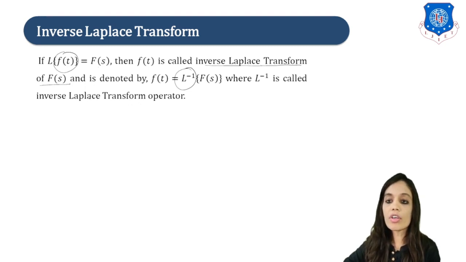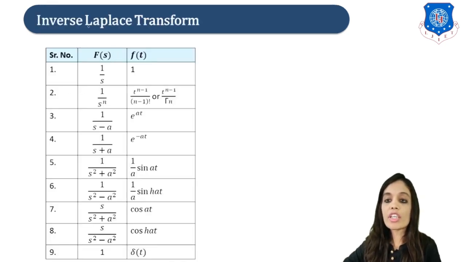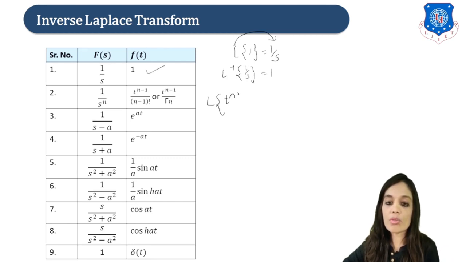Okay, so now let us discuss a few inverse Laplace transforms. We all know that Laplace of 1 is 1 upon s. So if I take this L on this side, then Laplace inverse of 1 upon s will be 1. Then we know that Laplace of t raised to n is n factorial upon s raised to n plus 1, or it can be written as gamma n plus 1 upon s raised to n plus 1.